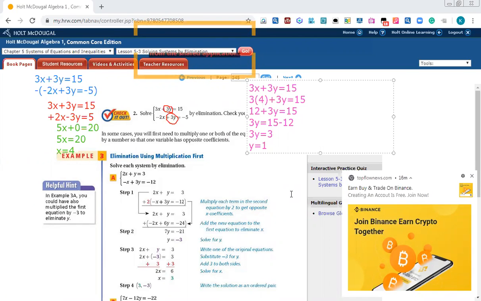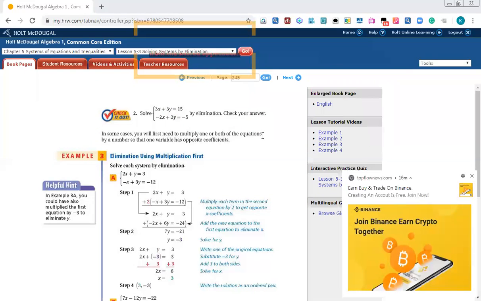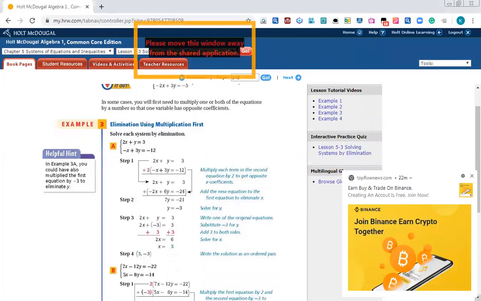So till now we know how we can solve systems by elimination, by subtraction and by addition. By subtraction if you have same value and same sign. By addition if you have same value, different sign. Now we are going to talk about how we can solve elimination using multiplication first. So how, or where, can we use multiplication?